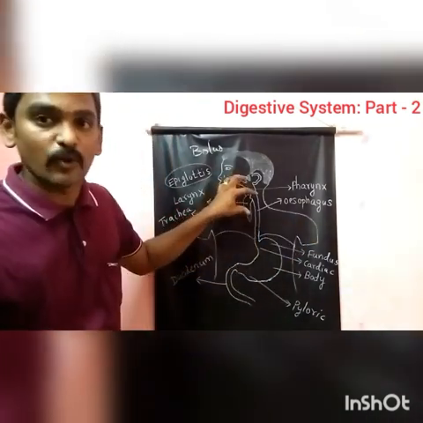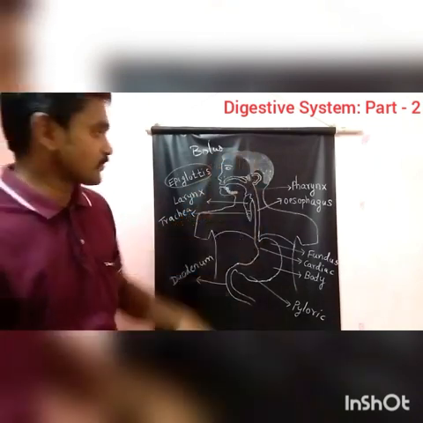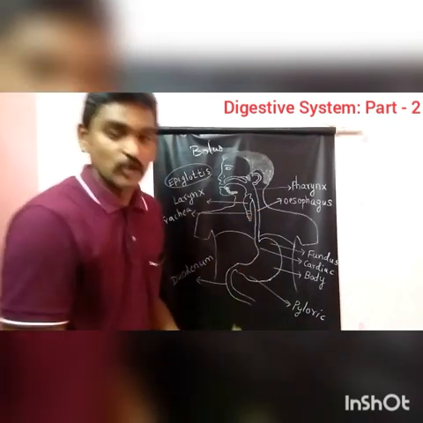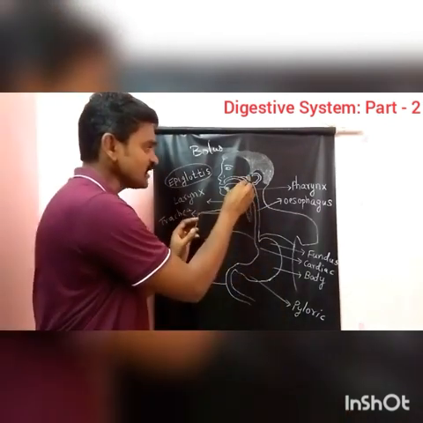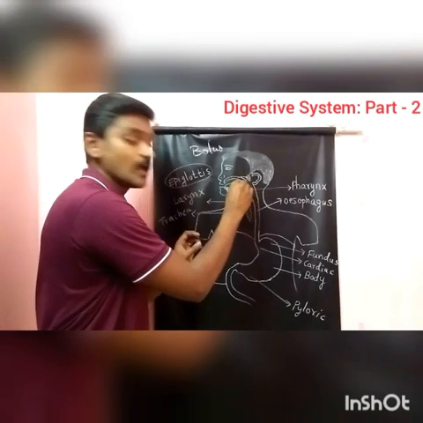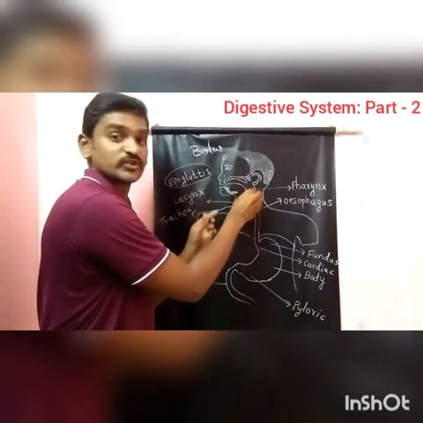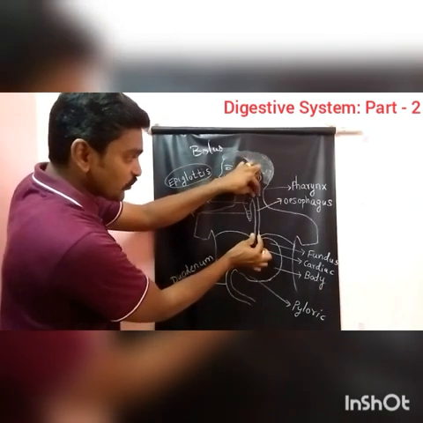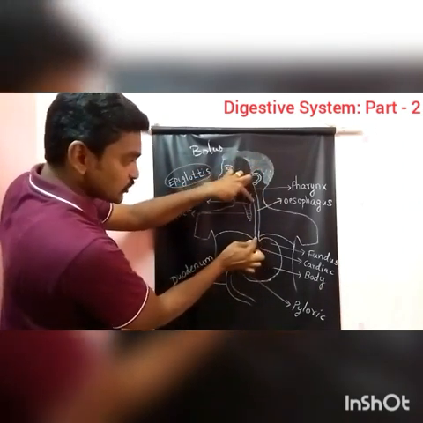Now we will see the process of digestion. The food will be entering here in the esophagus. In the esophagus, the bolus which enters from the buccal cavity travels through the pharynx and from the pharynx to the esophagus. The esophagus is a short pipe from here to here.